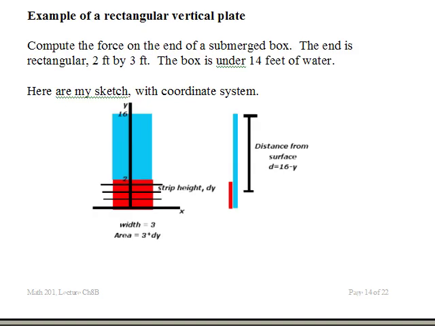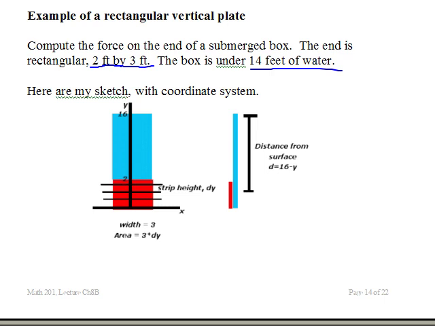For the first example, let's do a rectangular plate, since the circular end plate actually is a little more complicated. So the goal here is to compute the force on the end of a submerged box. The end of the box is a rectangle, 2 feet by 3 feet, and the box is under 14 feet of water. Now you can interpret this different ways, but the way I look at this is that from the top of the box to the surface is 14 feet.